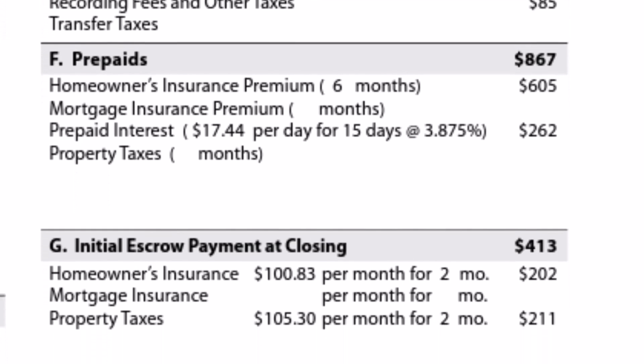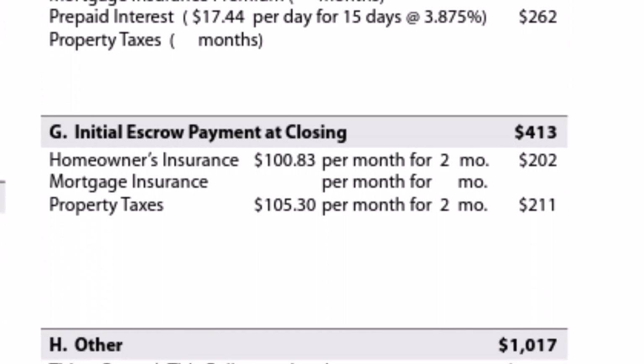Let's move on to section G, and this is initial escrow payment at closing. This section details the money due at closing, similar to the prepaids in the previous section. However, these differ from the prepaids because they go towards setting up an escrow account, which allows you to make these payments monthly as part of your mortgage payment. Escrow accounts prevent sudden large payments and facilitate easy budgeting.